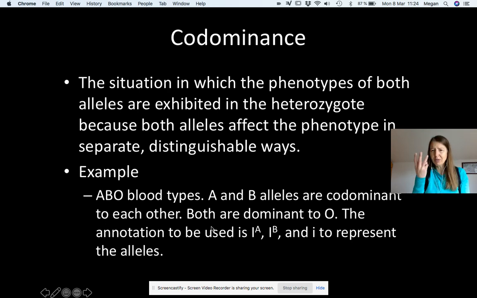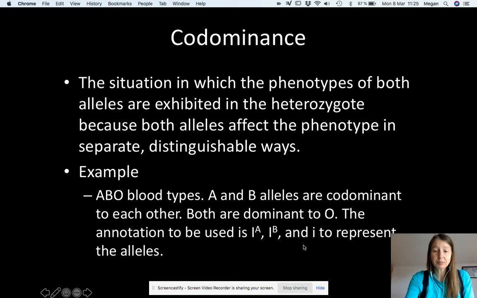And so because there's three alleles, we call this multiple alleles. It's not just two alleles like we've done before. And the codominance part of it is that the A and B are codominant. If you're heterozygous for AB, you express both the A and the B proteins on the red blood cells, and those are both dominant to O. All right, let's take a look at that in a little bit more detail.